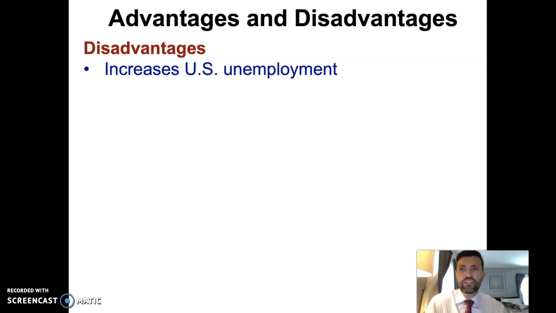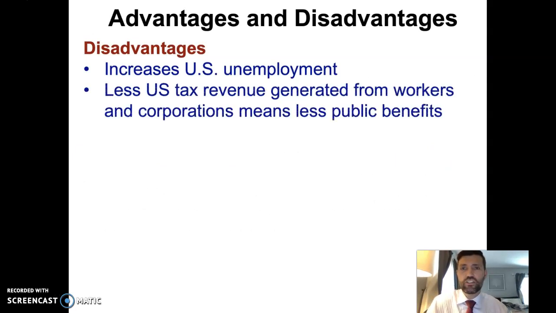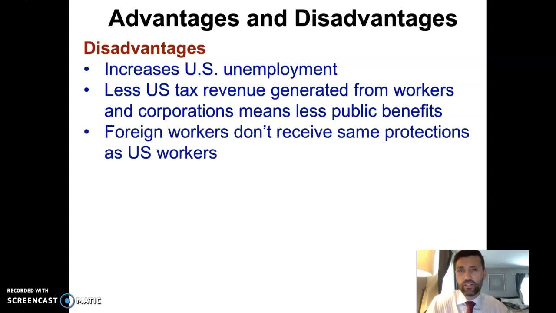So there are some advantages and disadvantages. Some of the disadvantages of globalization is that it creates unemployment locally. It's U.S. unemployment, since I'm in the United States. As jobs leave the United States, those people need jobs and they are in the labor pool, but they're unemployed. There's less tax revenue generated from workers and corporations, meaning less public benefit, less money for government to do public works projects. Foreign workers don't receive the same protection. So this is kind of a humanitarian point.